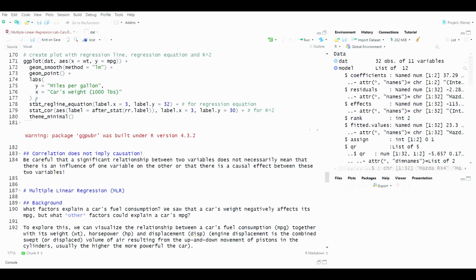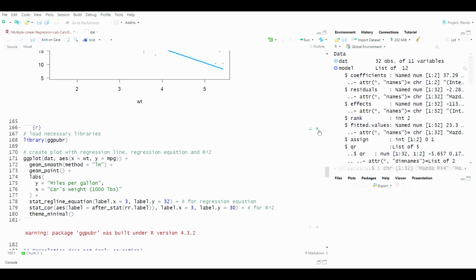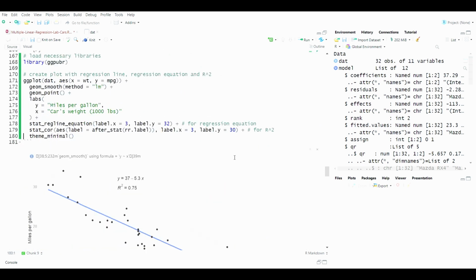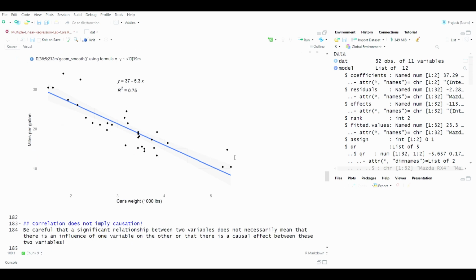Plus, we want to add some text into the graph that shows the regression equation and the R-squared, and again using the minimal theme. Run this whole chunk to come up with a graph that gives us the scatter plot, the regression line, the shaded error values, the regression equation, the R-squared, and nice labels for car weight and miles per gallon. This is a very pro-looking plot. It gives us a lot of information.